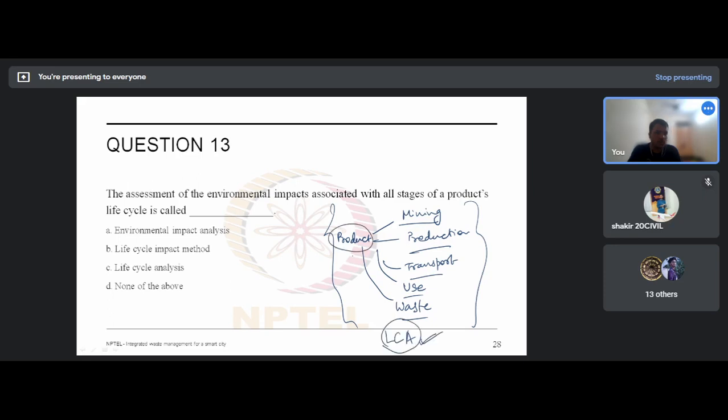What generally people say is how much material was used, what was the cost. But that will not give the full picture because the full picture should contain all these stages. That is why we worry about the environmental impacts associated with all stages of a product's life cycle. So we'll call it life cycle analysis. So life cycle analysis is the correct answer.